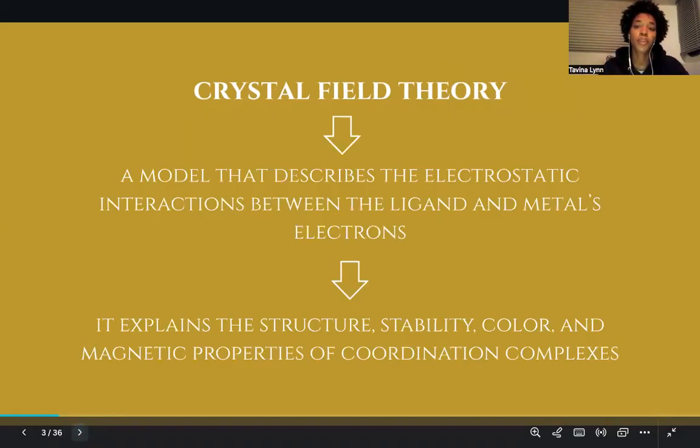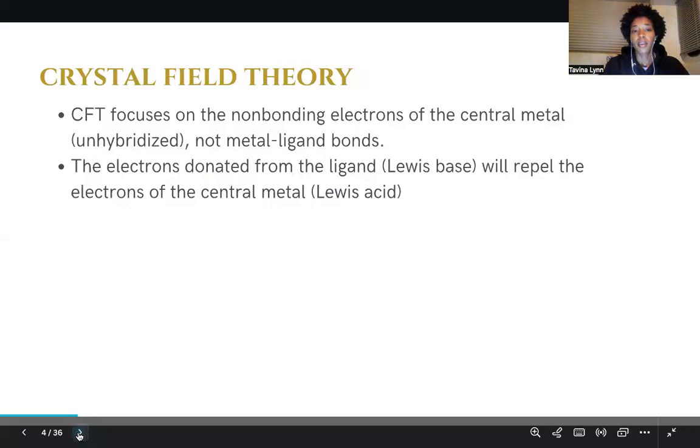So crystal field theory, this model describes the electrostatic interactions between the ligand and the metal's electrons. And from this model, we can gain more understanding about the structure, stability, color, and magnetic properties of coordination complexes. So this theory focuses on the non-bonding electrons of that central metal atom, or the unhybridized electrons.